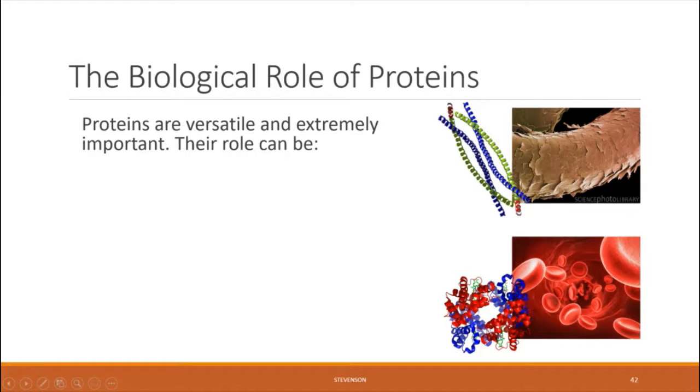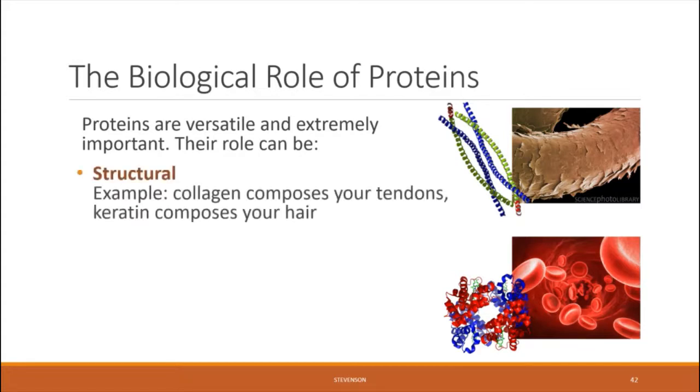So why are proteins important? What is their biological role? It turns out that proteins are the most versatile of the 4 classes of biological macromolecules because their role can be many different things. It can be structural. For example, collagen is the protein that composes the structure of your tendons and connective tissue. Keratin is another protein that composes the structure of your hair, and that's what you see in the upper right of this slide.